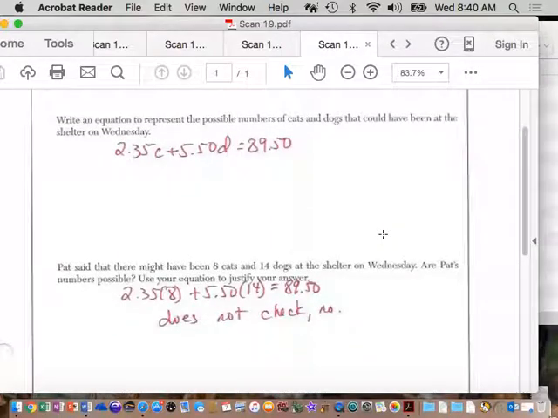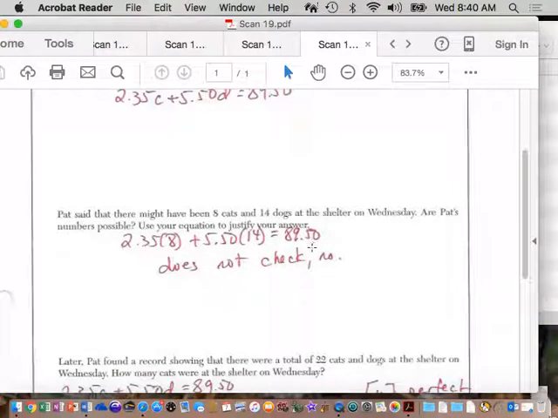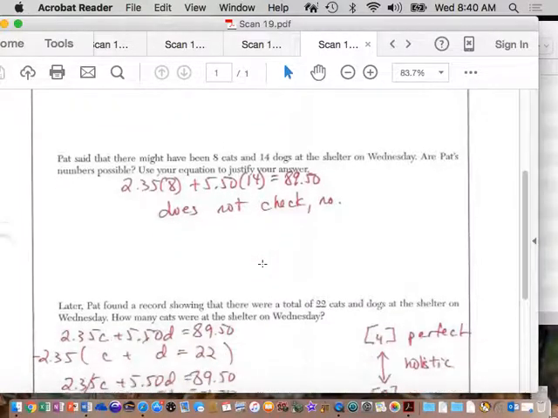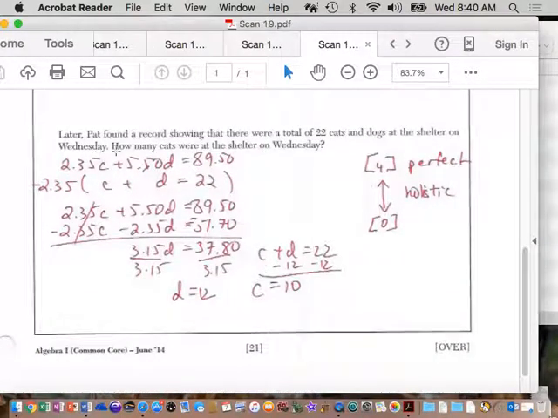Now the cats and dogs question. 2.35c plus 5.50d is 89.50. I check. It does not check. So no. So that's basically a point. This is basically a point. And now, to solve it all out, I come up with d is 12 and c is 10. That's the last 2 points.